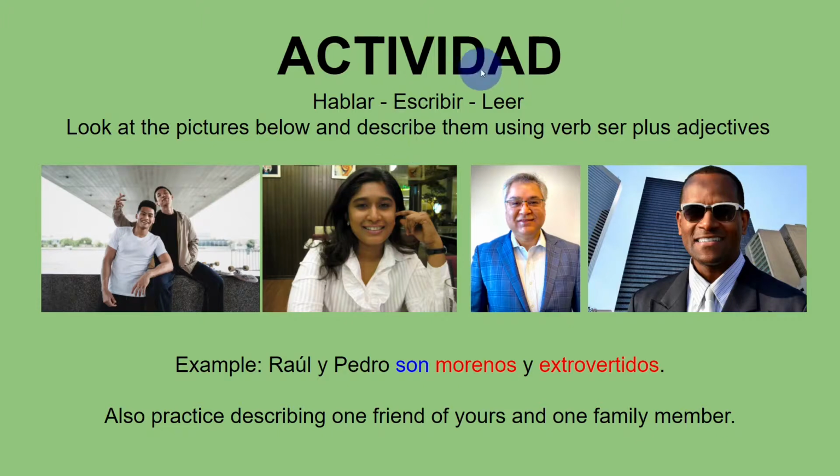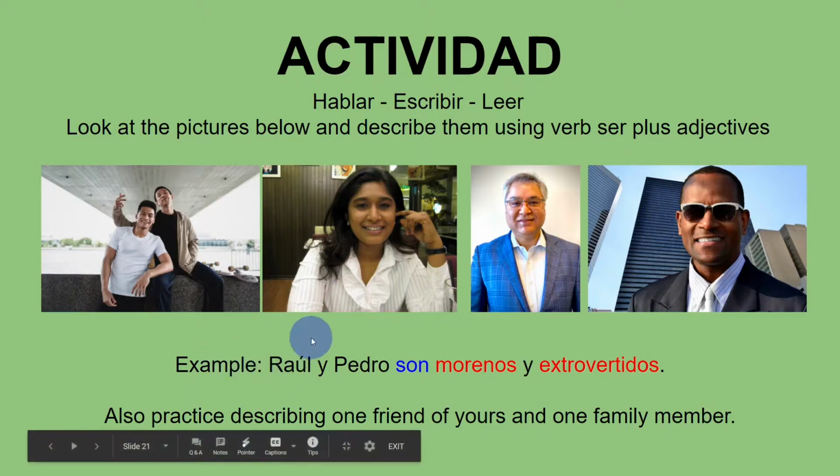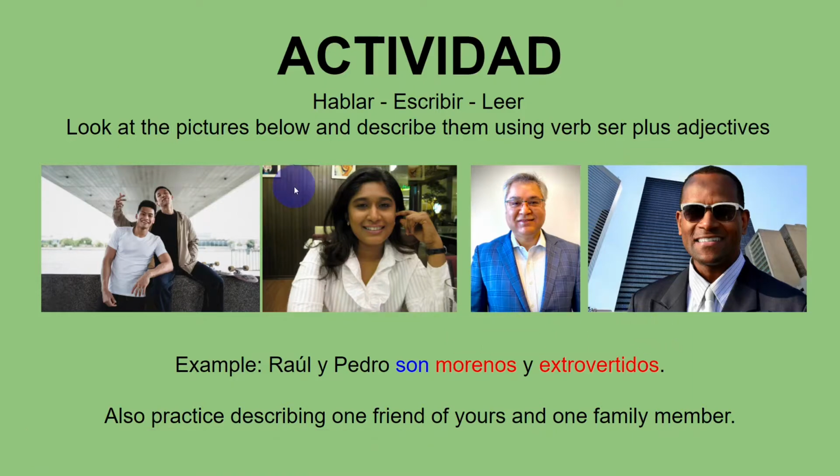So here we go. So actividad. On this actividad, you're going to learn how to hablar, escribir, y leer. Look at the pictures below and describe them using the verb ser plus the adjectives. So go ahead and look at these pictures of these individuals and form sentences. So you can use the verb ser plus the adjectives. For example, Raúl y Pedro son morenos y extrovertidos. So I'm probably describing this picture here. However, you can continue and describe this picture, her, him, and him.